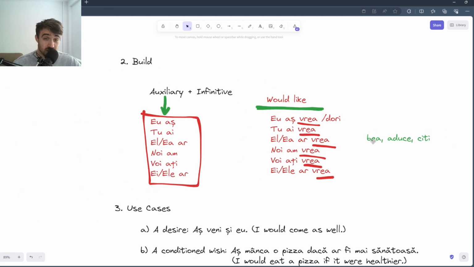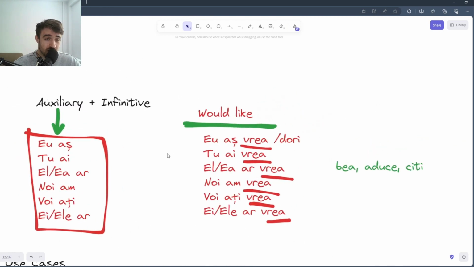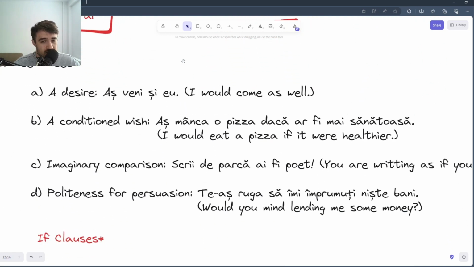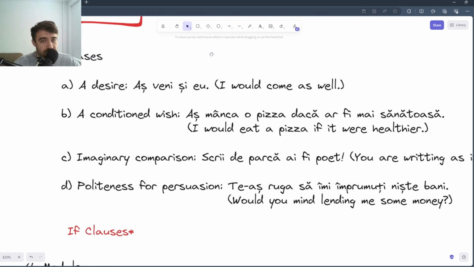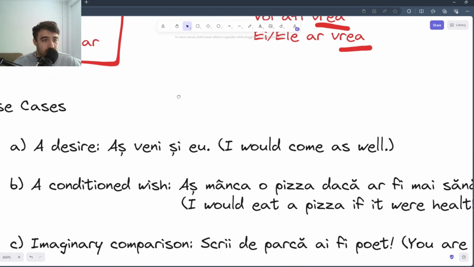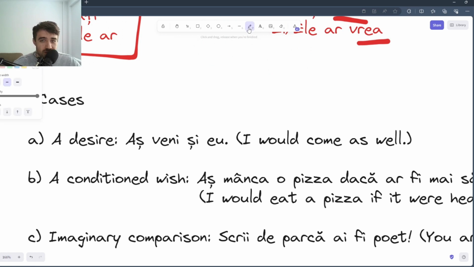The reason this video is longer than usual is not really because of how to build it, it's more of how to use it, because that is for sure the more complicated part. So this is how to build it. Now let's move to the use cases. This is a very important part, and I'm going to take them one by one. So how to use and when to use the conditional.